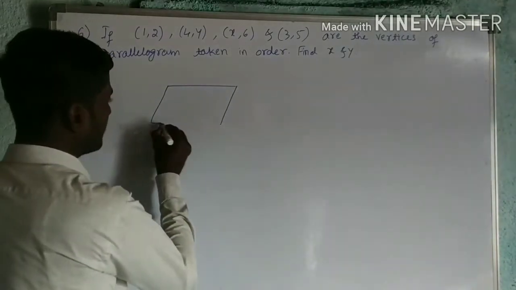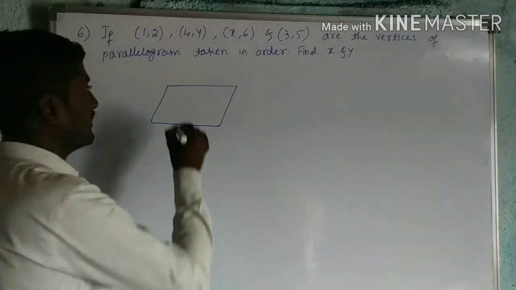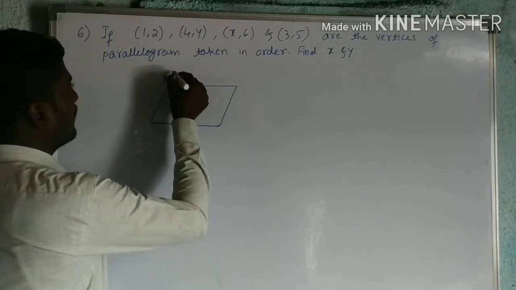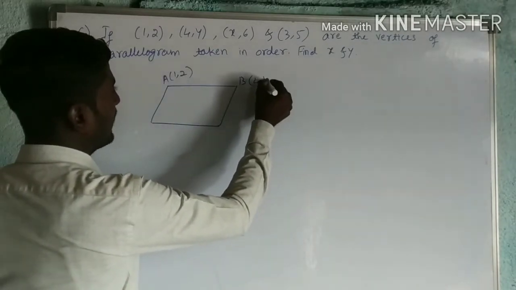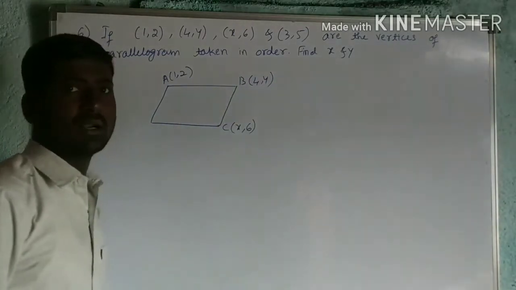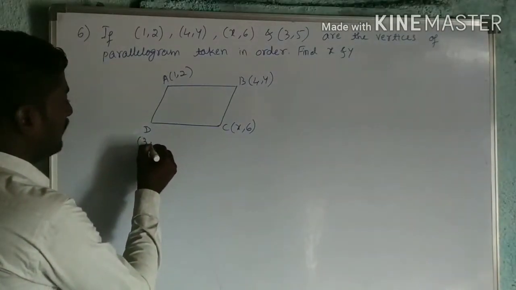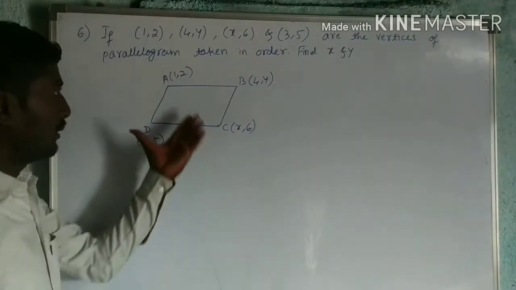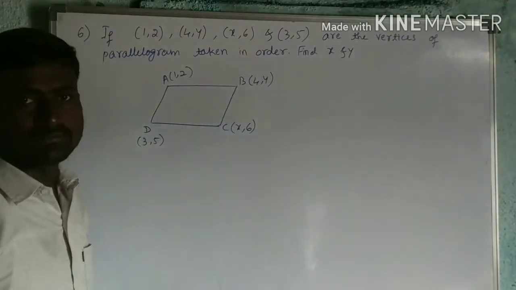In this one, the 4 vertices of the parallelogram are given, and they are in order. So the first point I will take as A, 1 comma 2, then B, 4 comma y, C, x comma 6, and the fourth point D is 3 comma 5. Now these vertices are given, and we have to find x and y.